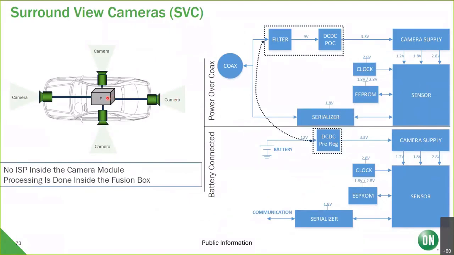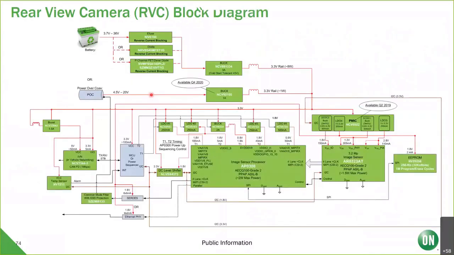That gets shipped with a serializer through a cable to a fusion box. This is where your NVIDIA chips might be, and they're going to do central processing of the 4 cameras to do intelligent ADAS. So for rear camera view, again, the processor is with the image sensor.